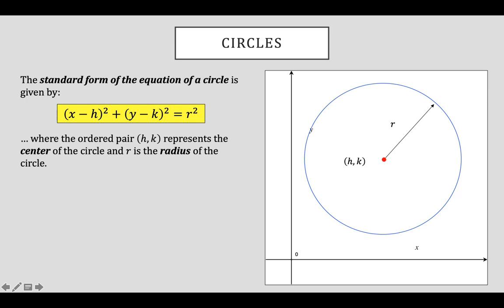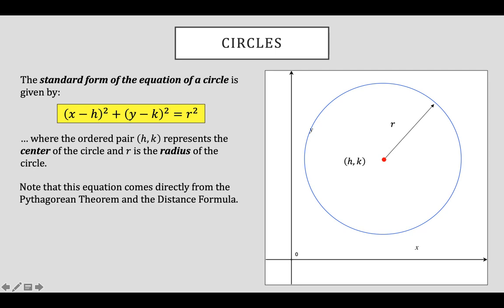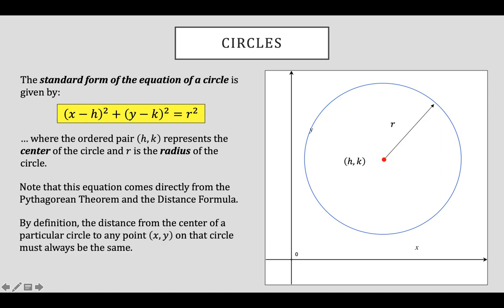You'll notice in the image on the right, we've got the center in red, (h, k). Radius is the distance from the center to any point on that circle. This equation comes directly from the Pythagorean theorem and the distance formula. You might recall the Pythagorean theorem says that the sum of the squares of the sides of a right triangle is equal to the square of the hypotenuse. Well, how does that actually work out?